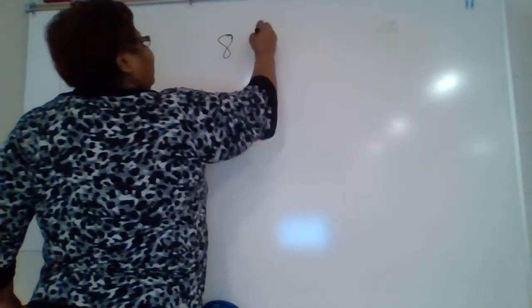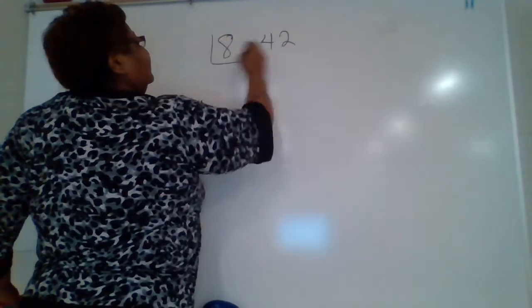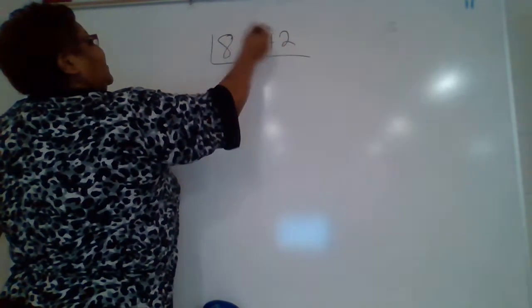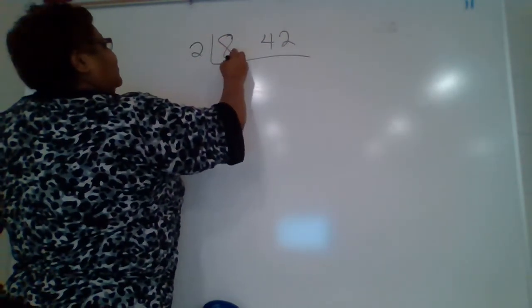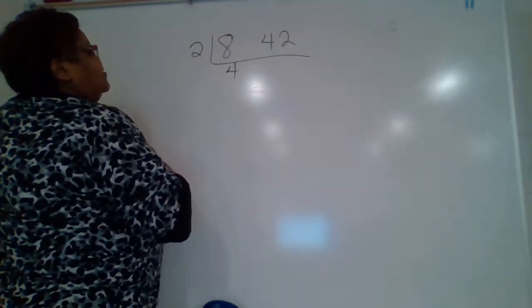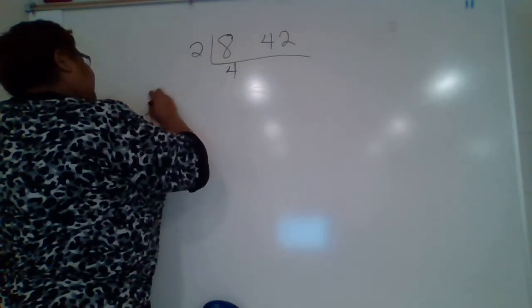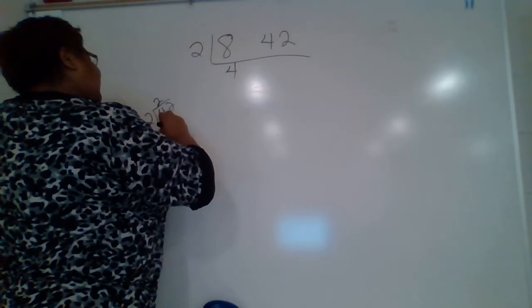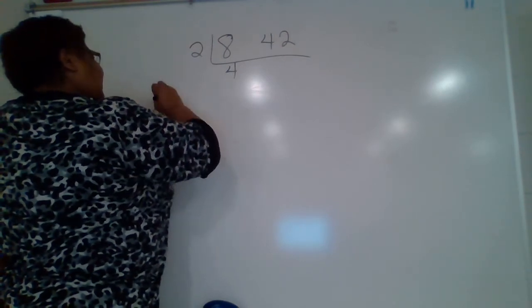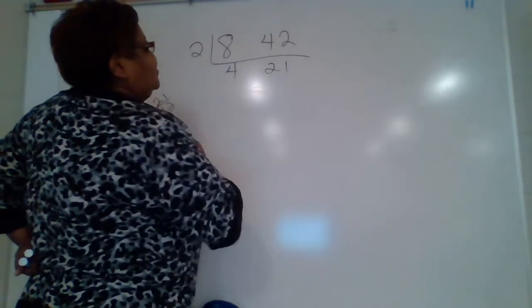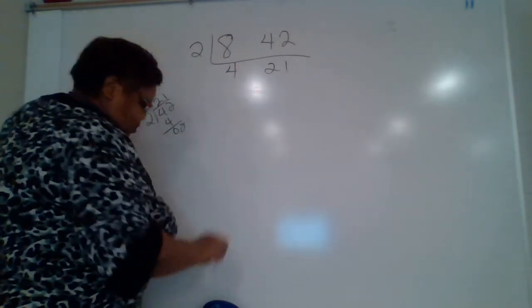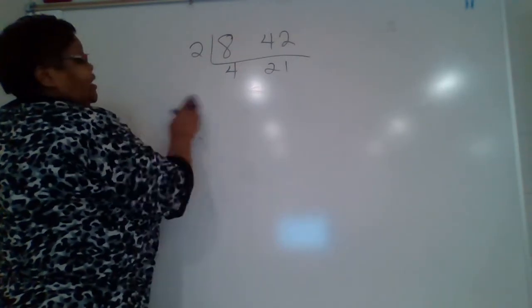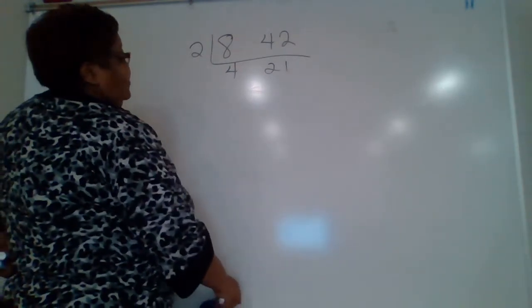Ooh, 8 and 42. Both of them are even. That ends in 8. That ends in 2. 2 goes into 8 4 times. 2 goes into 42. I think 21, but I'm going to double check because this is the end of the day. 4 and 21. What goes into 4 and 21? 1, and we're done.